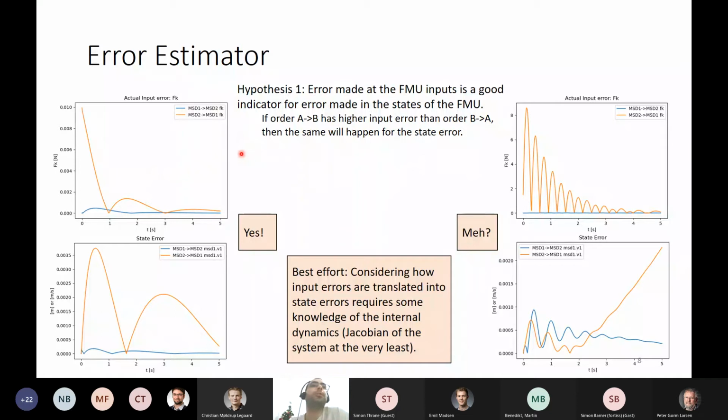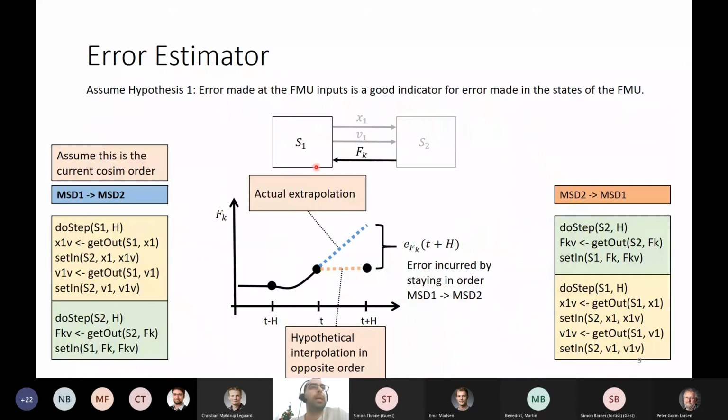We could see this for particular configurations of the system. In this case, the input error indeed seems to be an indicator of the error caused on a particular order. But for other configurations, it is not so clear. You can't really make this conclusion evident. So we have a problem, but for now, we will assume this hypothesis is true. And then we can easily build an estimator for the input error, which is available in any co-simulation.